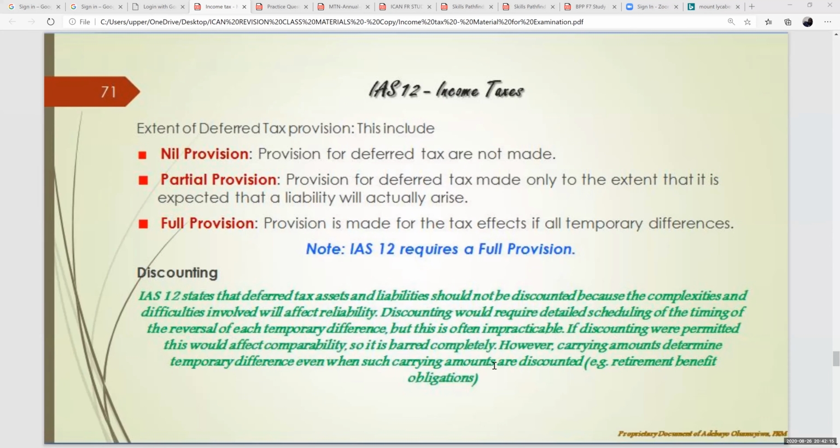Now, the other one is this. There are 3 schools of thought with respect to how deferred tax is to be recognized. The first school of thought says, of what essence or need is the recognition of deferred tax? They believe that deferred tax should not be provided for. Rather, only the current tax should be shown in the financial statement. But that argument is considered invalid because it failed to abide by the accrual principle and equally the matching concept.